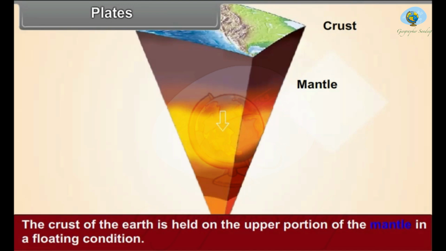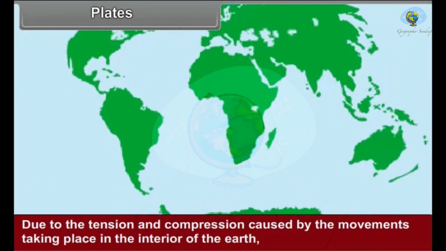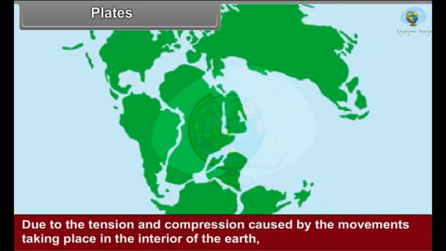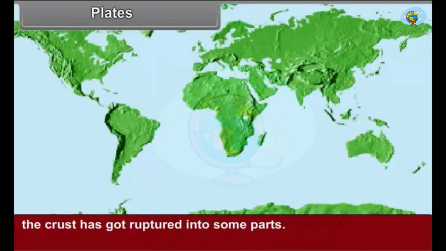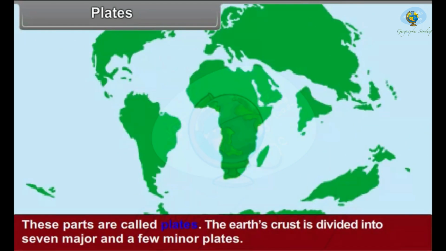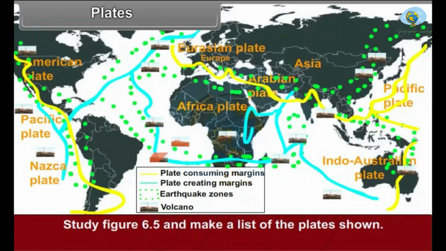Plates. The crust of the earth is held on the upper portion of the mantle in a floating condition. Due to the tension and compression caused by the movements taking place in the interior of the earth, the crust has got ruptured into some parts. These parts are called plates. The earth's crust is divided into 7 major and a few minor plates. Study figure 6.5 and make a list of the plates shown.